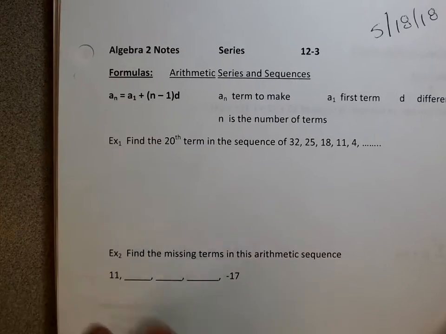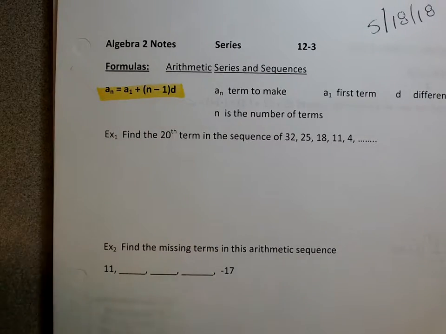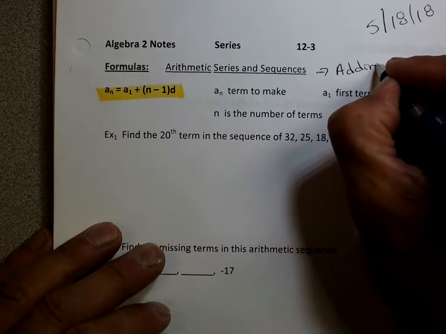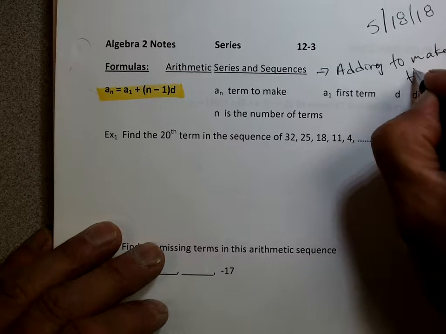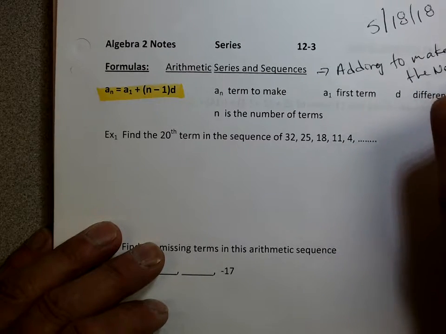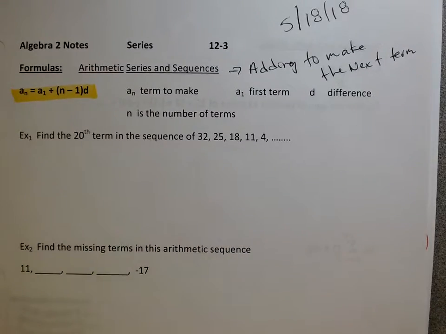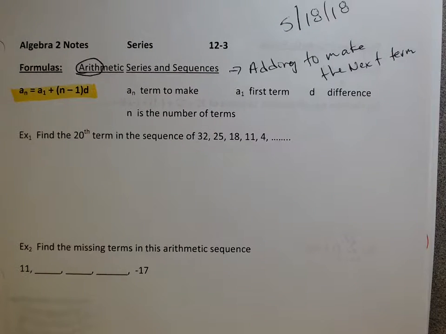All right, example number 1. So first of all, here's our formulas. We know that this is an arithmetic formula. And we know arithmetic is basically going to be adding to make the next term. Thank you, Katie. What we're adding has to be the same number over and over again, like plus 5, plus 5, plus 5. That's what makes it arithmetic. So think about the word arithmetic, think about add. Arithmetic, you're adding, or subtracting, right?